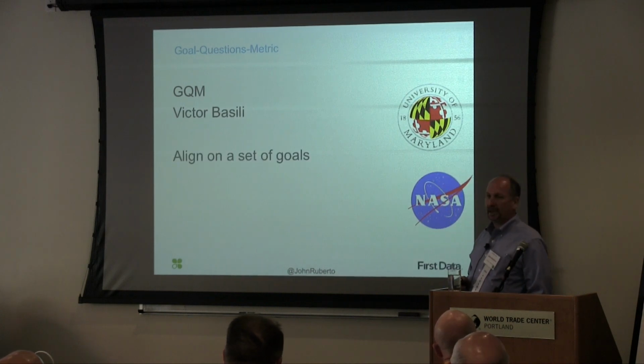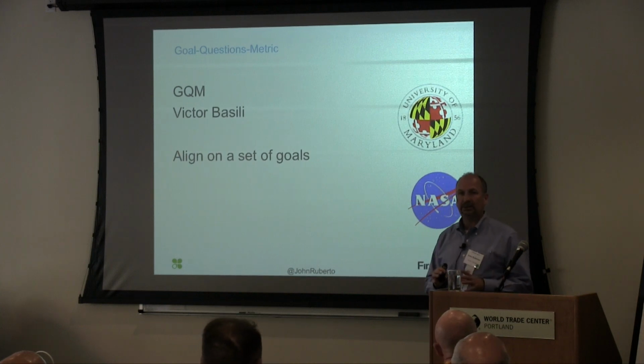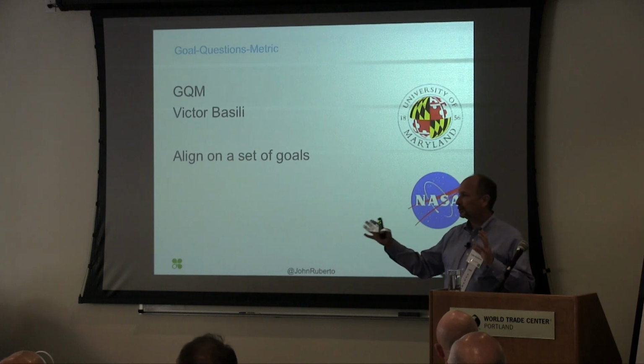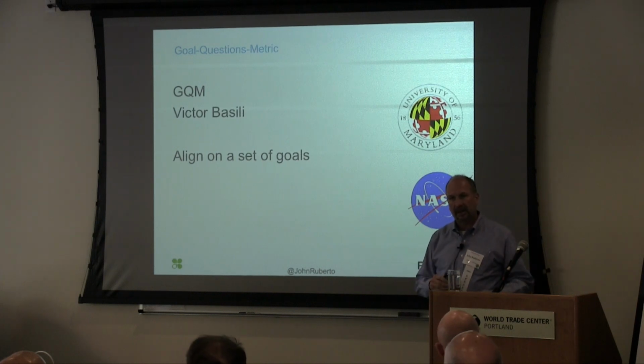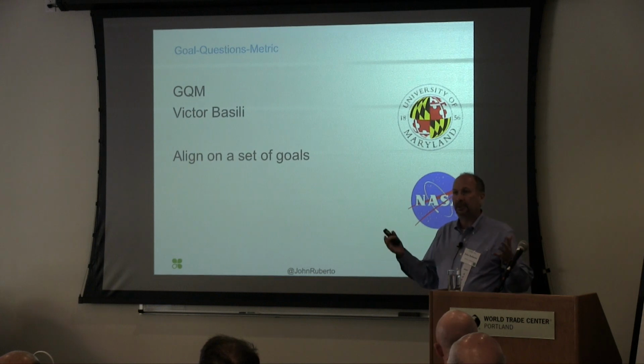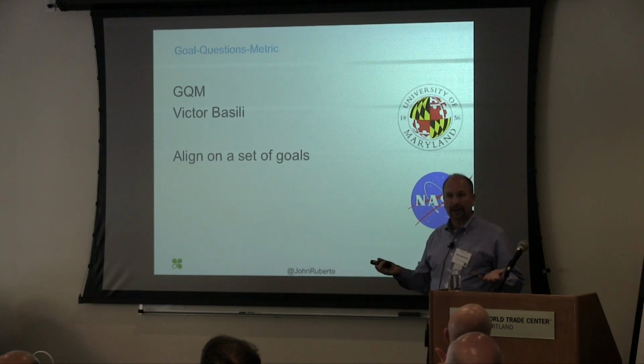So the goal, question, metric methodology starts off with aligning with a set of goals. And this is where you want to work with your stakeholders, your partners, the developers, the PMs, your bosses, everybody, to establish what are your goals. And usually we do this on an annual basis, or maybe every quarter we update our goals.